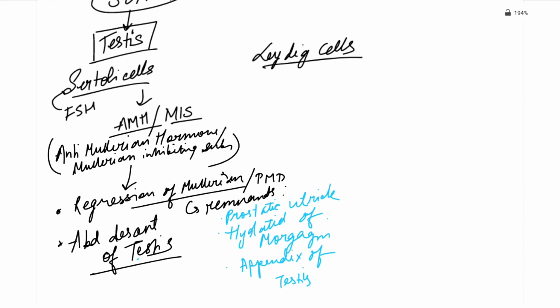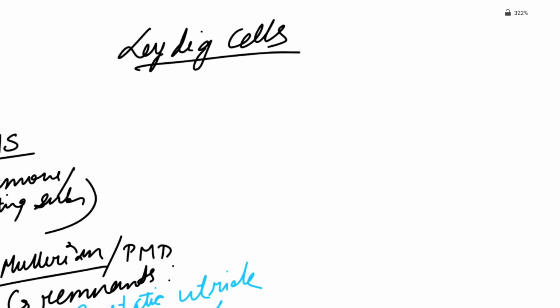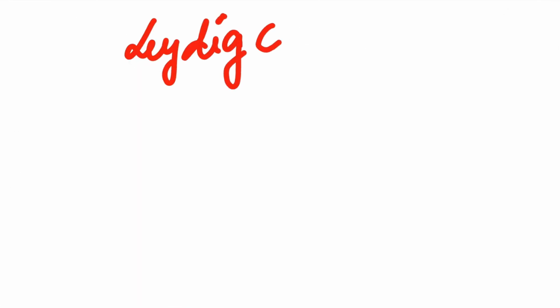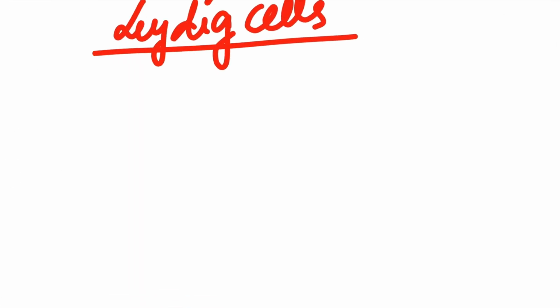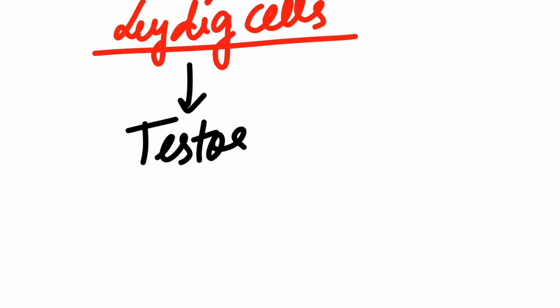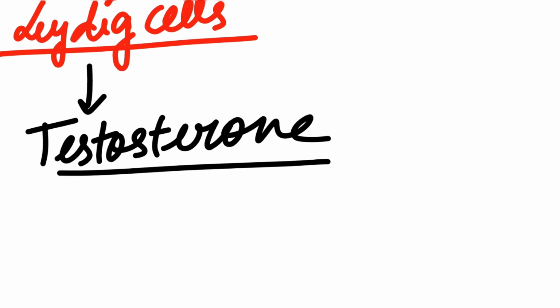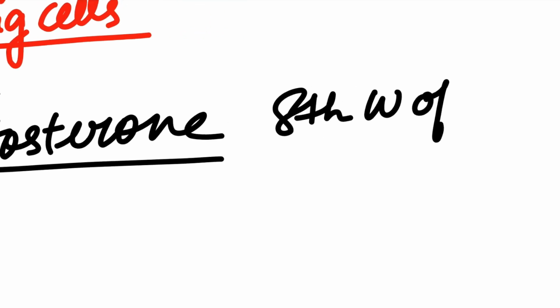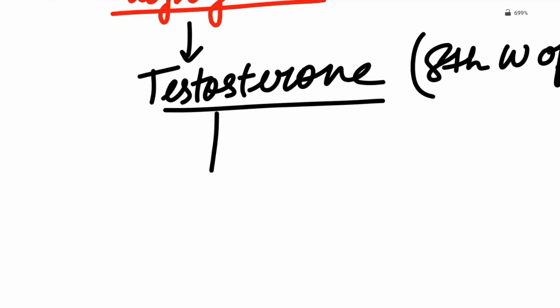Okay, so this is what the Sertoli cells do. The Leydig cells are going to produce testosterone, and this testosterone is produced in the 8th week of the intrauterine life. The function of the testosterone is as follows.